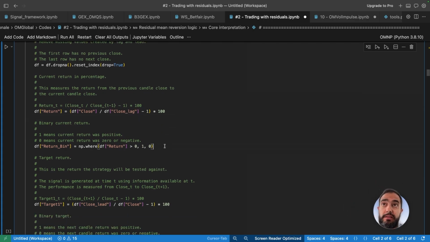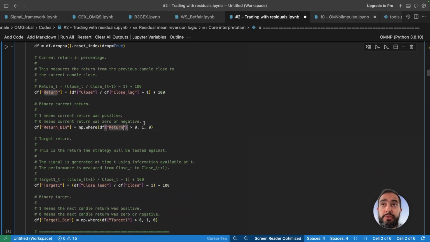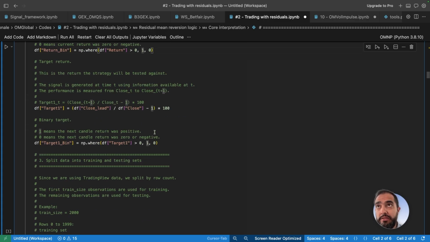Then we do something really simple. If the return is positive, we have this return binary: 1 for positive and 0 for a negative return. And that eventually is the target that we have for our model, either in the continuous way, that is the close lead divided by the close.